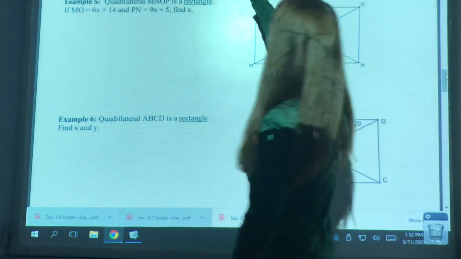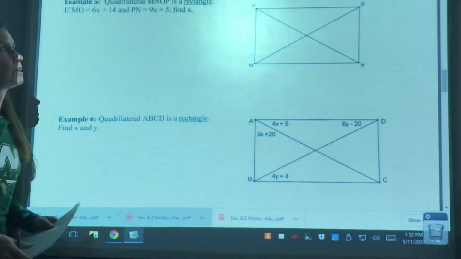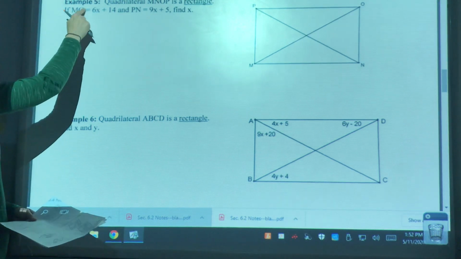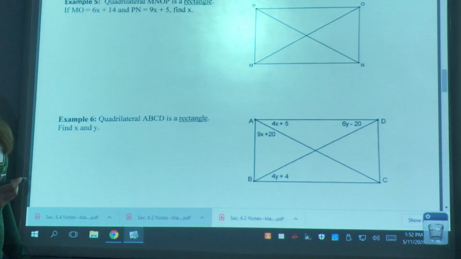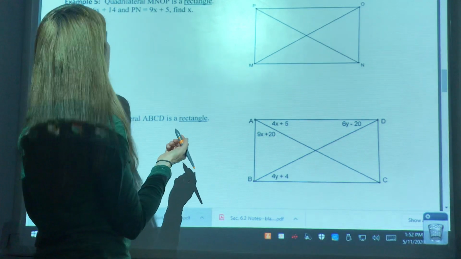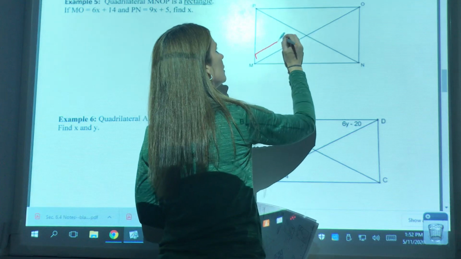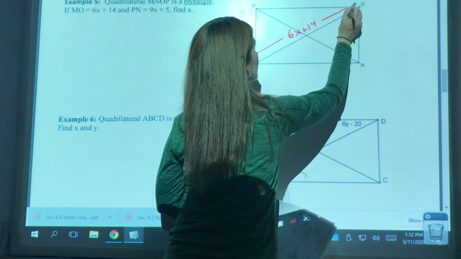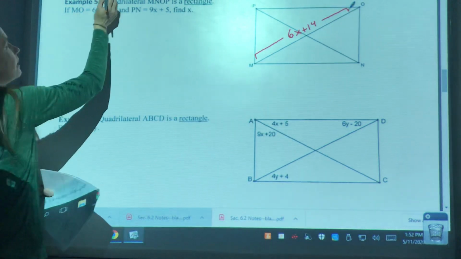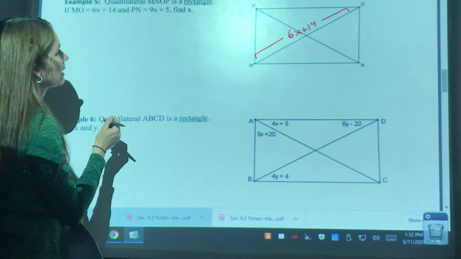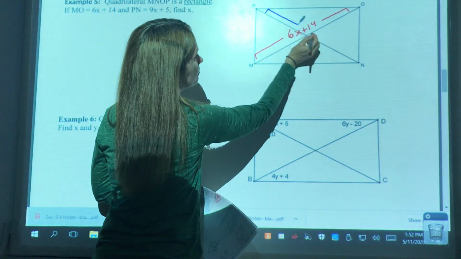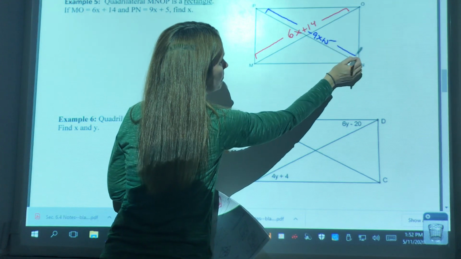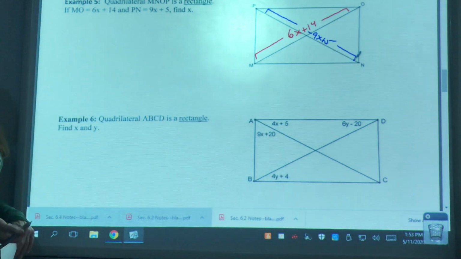Okay, now if we look at example 5, this one says quadrilateral MNOP is a rectangle. It's telling me MO, the measure of MO, remember no line on top, is 6x plus 14. I think it's helpful just to label your picture when possible. So here is 6x plus 14. And they're telling me that PN is 9x plus 5. And they want to figure out what x is.